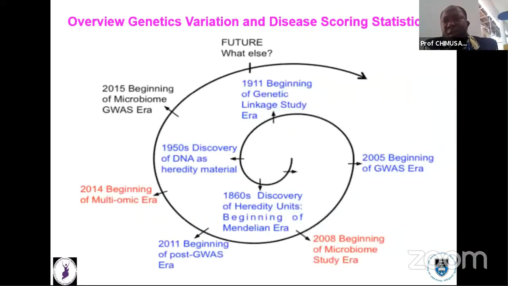So this is another breakthrough, where we started with a different technology of disease scoring statistics that has been implemented. One of them is genome-wide association studies. The other one looks at microbiome genome-wide association studies.